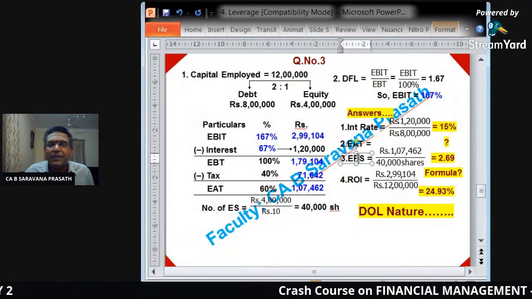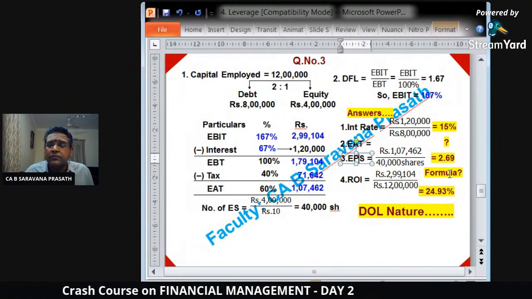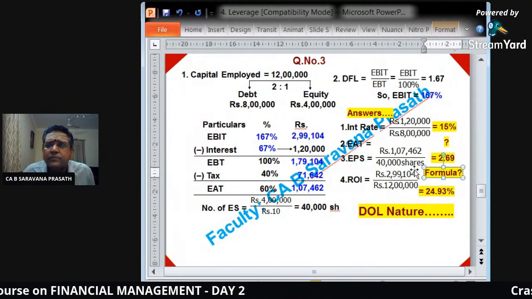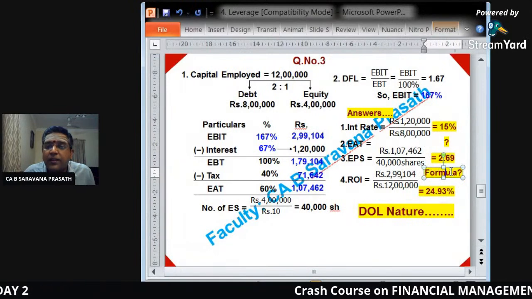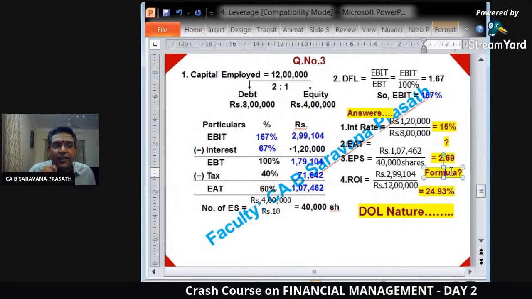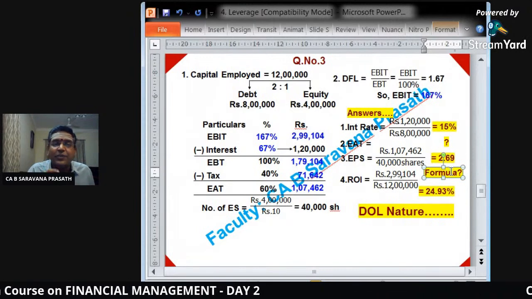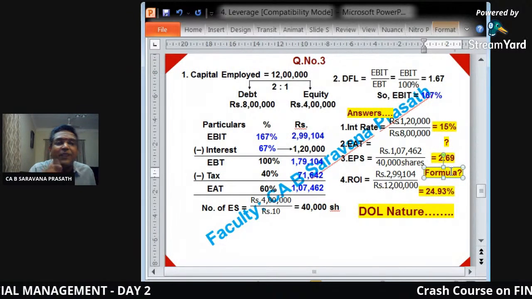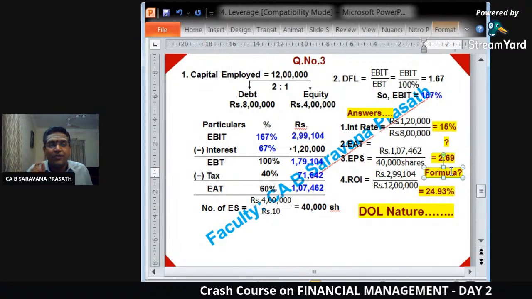Then the third item, EPS. You will have to show the formula. I have written only the substitution of numbers, but you should write the formula properly. It is not EAT divided by number of equity shares. It is actually residual earnings divided by number of equity shares. I repeat, residual earnings divided by number of equity shares.